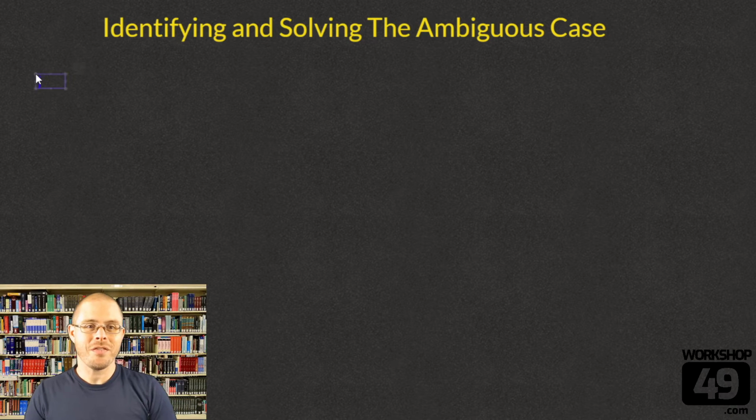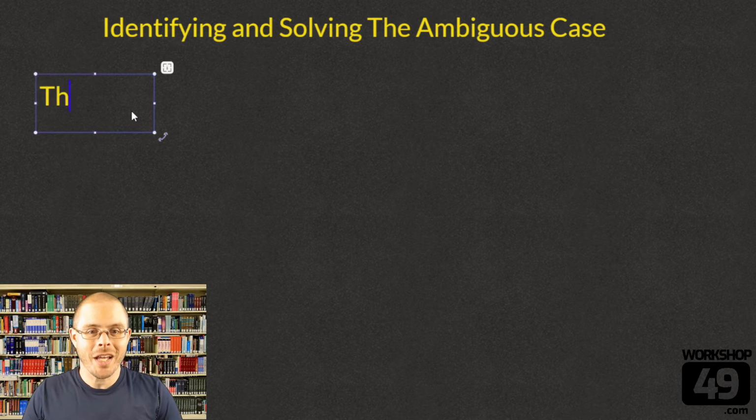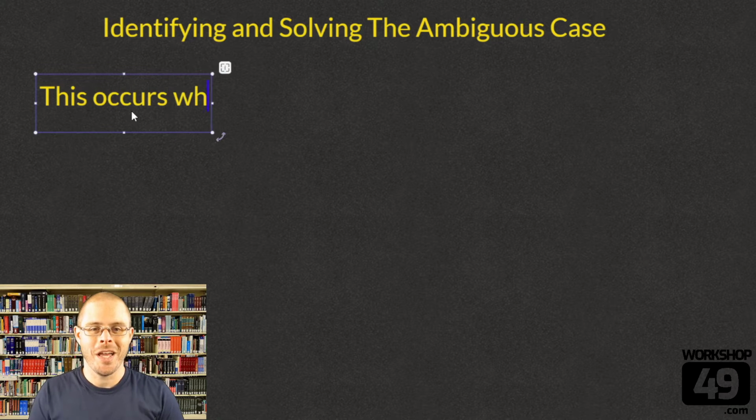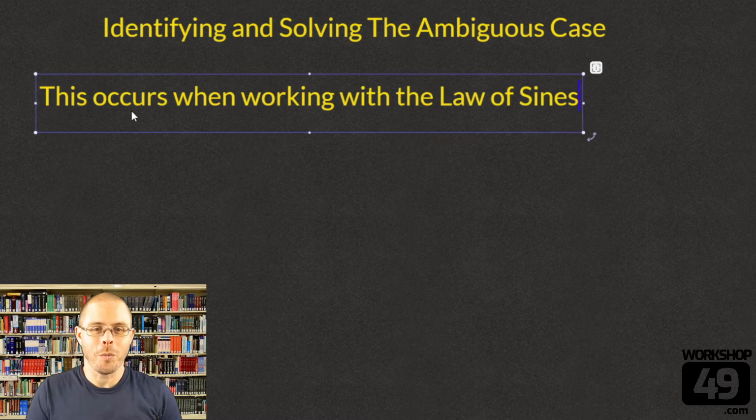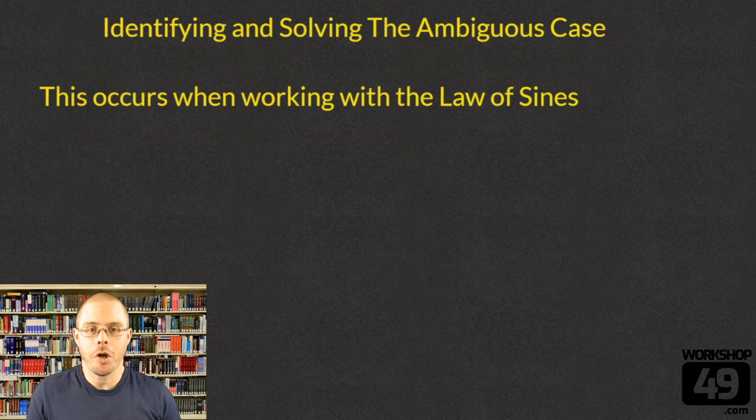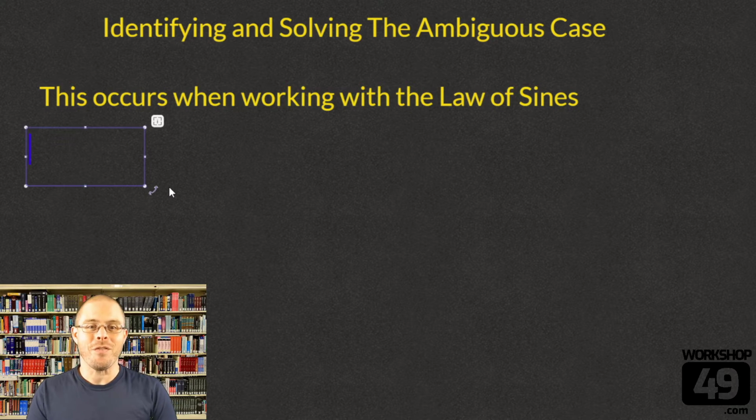Hey everybody! In this video we are going to be looking at identifying and solving the ambiguous case. So what you need to know is that this is a situation that occurs when working with the law of sines. Not the law of cosines, it comes up with the law of sines. Good news is, I have a checklist for you. If you follow this checklist, you can check to see if anything is an ambiguous case.